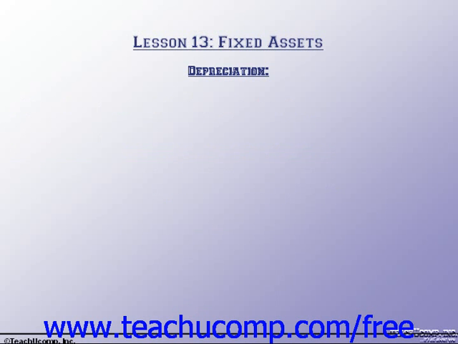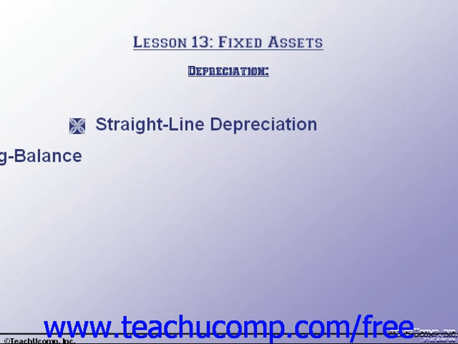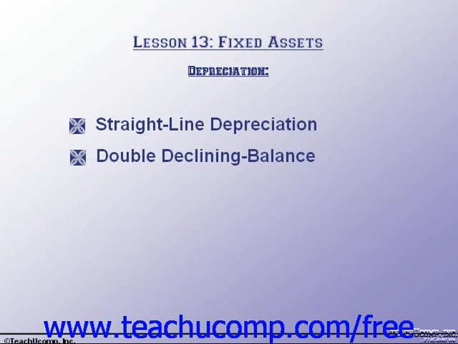There are also a few acceptable methods of depreciation that can be used. Some can only be used with certain types of fixed assets. 2 of the depreciation methods we will examine are the straight-line depreciation method and the double declining balance method. Let's begin the discussion with the simplest and most basic type of depreciation, the straight-line method.